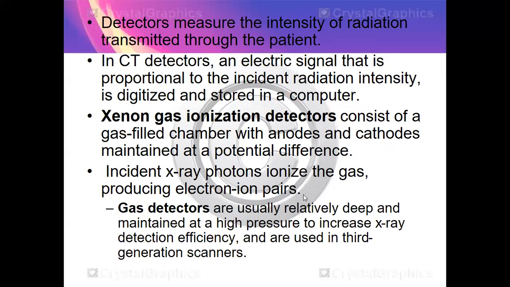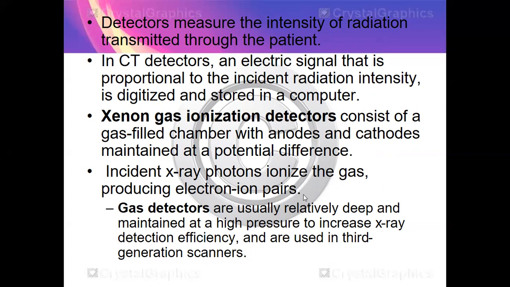So detectors measure the intensity of radiation transmitted through the patient. In CT detectors, an electrical signal is proportional to the incident radiation intensity. So, ibig sabihin, kung gaano kadami yung radiation na na-emit ng patient, ganun din kadami yung signals na ma-receive ng detector and i-display sa monitor.